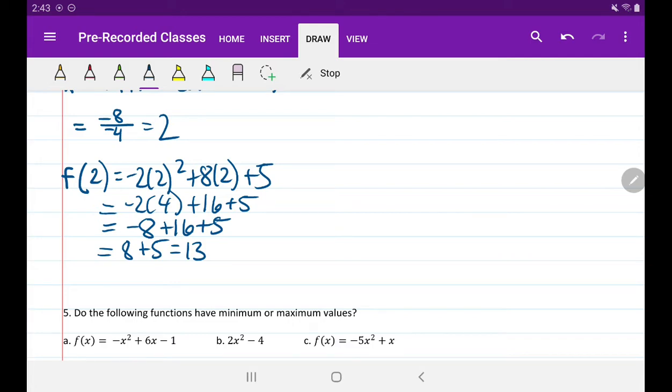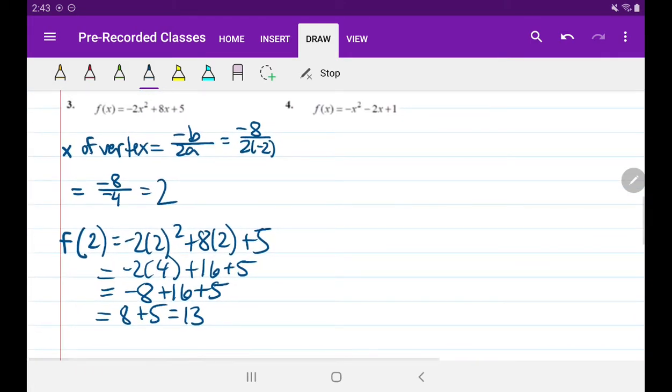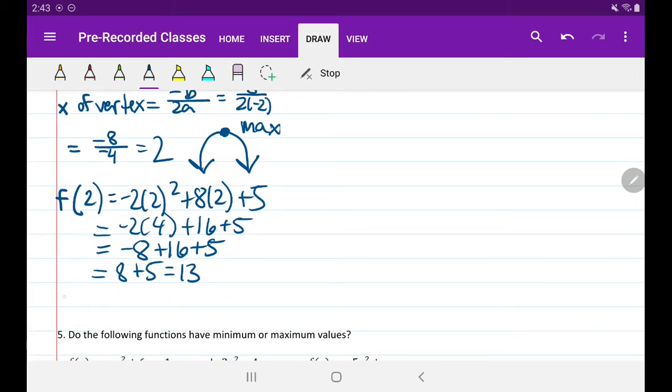So this parabola that we were given for number 3, it's got a negative a value, so that means it's going to open down. It'll look like that, right? So our vertex is going to be a max. So we'll have a max, and that max value is going to be 13.